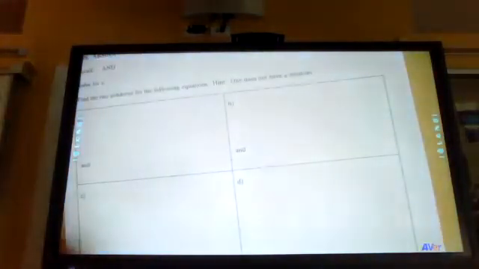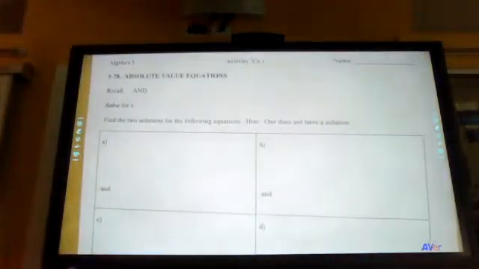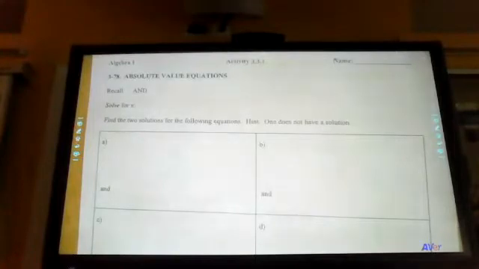Okay. All right, guys, I'm going to have you turn your page over, because this now represents another type of equation that you're going to have to get good at solving.